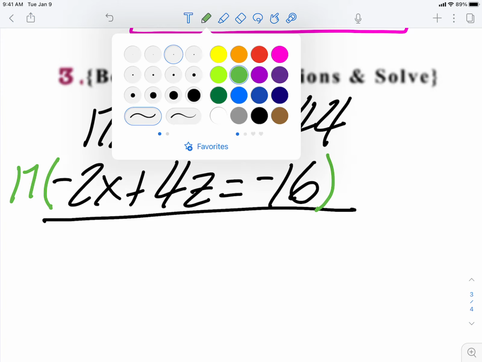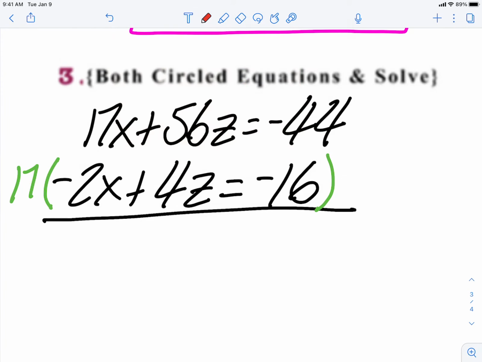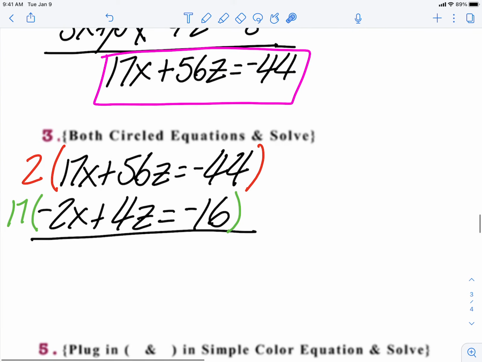And I'm going to multiply the entire top row by 2. So I'm multiplying them by each other. That by 2, and then this one by 17. Look at that. So I'm going to get a whole new set of equations, right?